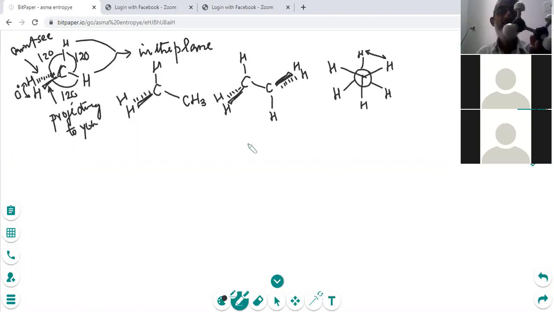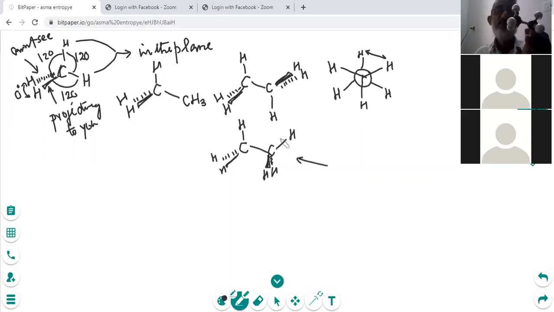How do you get it? I have kept the back carbon here as such, with H and H, and rotated only one carbon. So this hydrogen is coming down, and here also it's coming down, and the second hydrogen is on the top. Now you observe from here. You can see this hydrogen and this hydrogen in the same line, in the plane of the board. You cannot see this hydrogen.